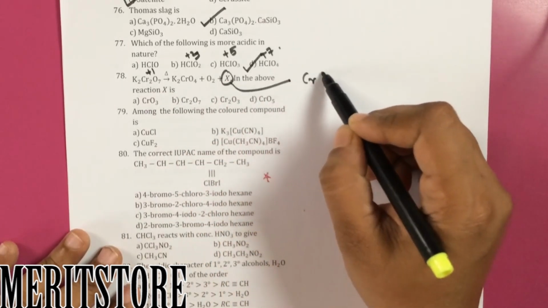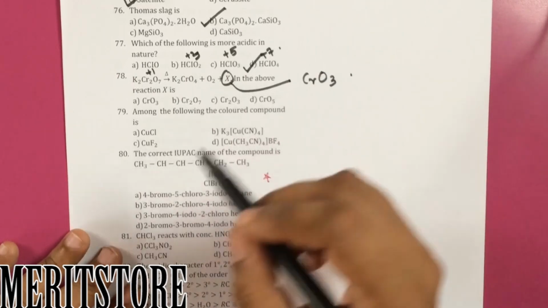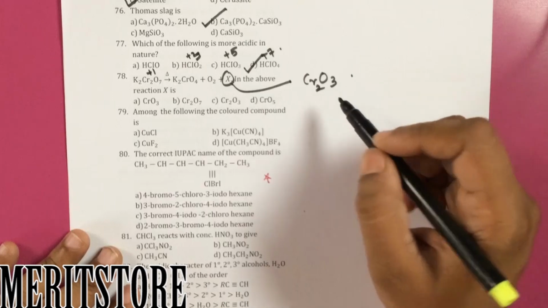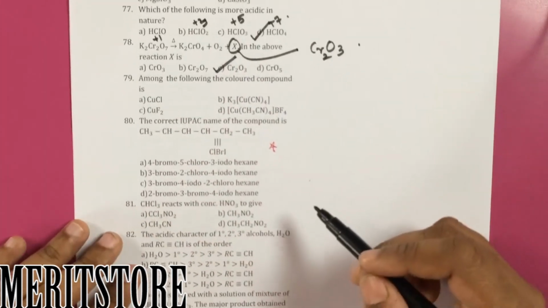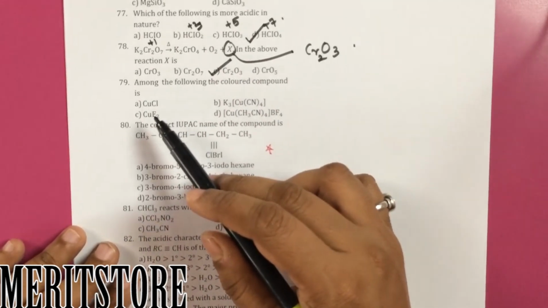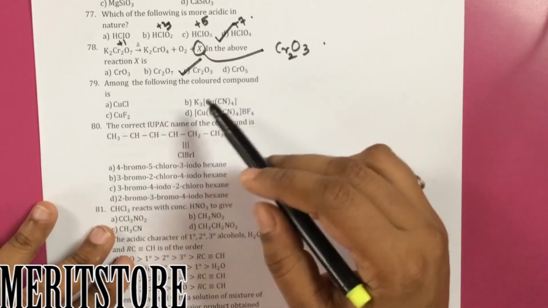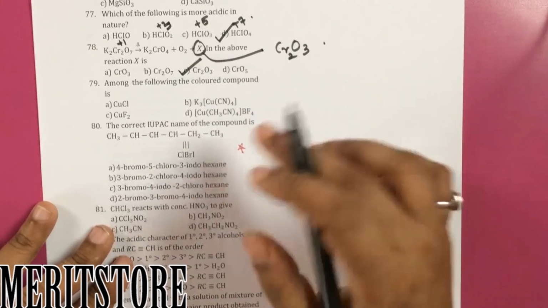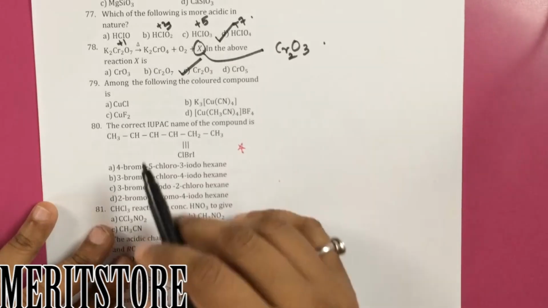The byproduct obtained in this case is chromic oxide, that is Cr2O3. Hence option C. Question number 79. Amongst the following, the colored compound is. We need to find the oxidation state of copper in all these compounds.